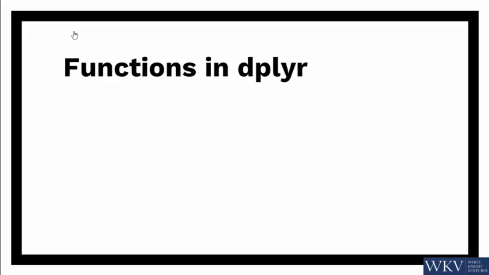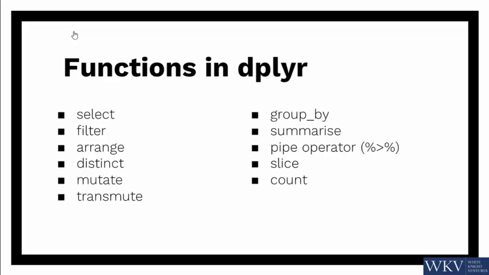The various functions in the dplyr package that we are going to have a look at in R are these: select, filter, arrange, distinct, mutate, transmute, group by, summarize, the pipe operator, slice and count. The pipe operator over here, however, does not belong to the dplyr package per se, but the functionality that it has helps us use various functions in the dplyr package. That is why I have put it over here.